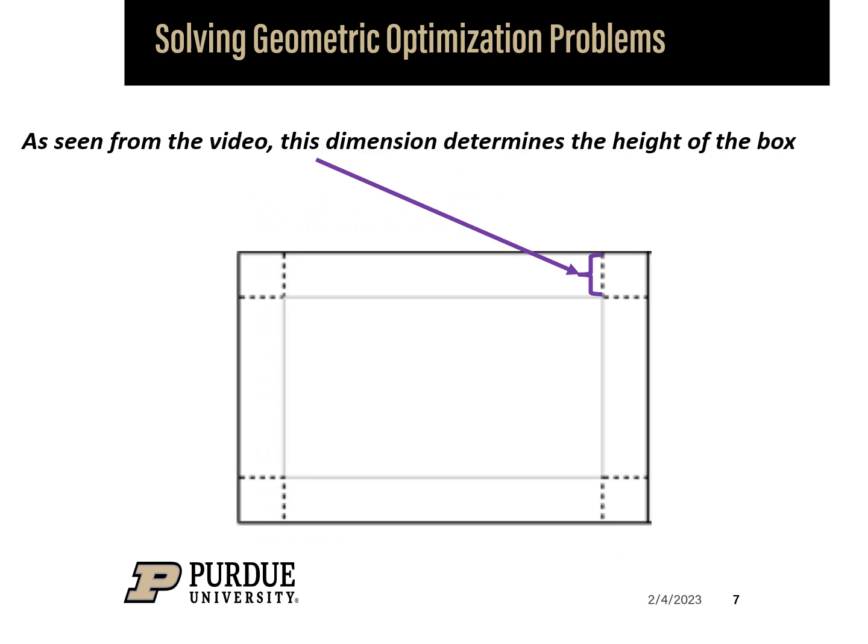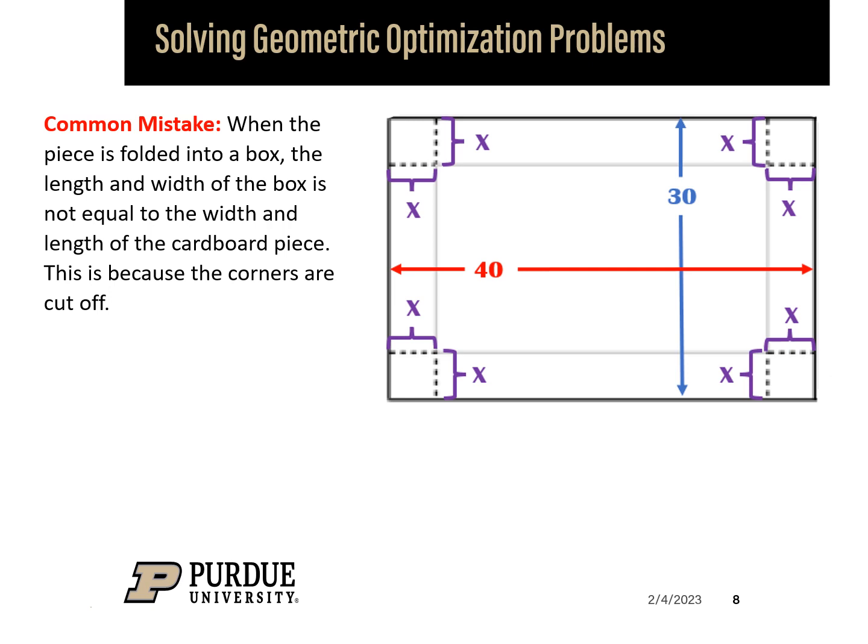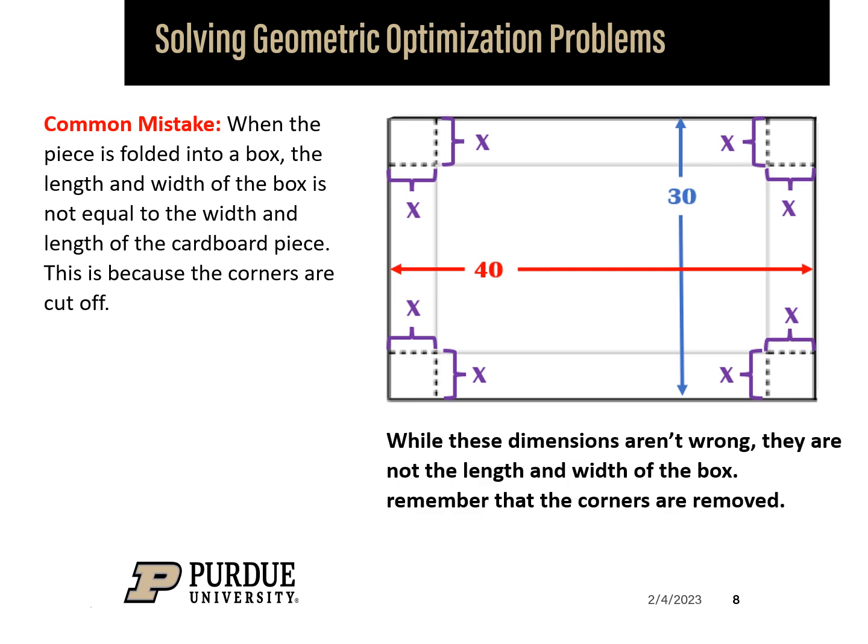As you can see in the video, the dimension that is responsible for height in 2D is the dimension of the square corner you're cutting off. A common mistake I see a lot of students make is they say, oh, we're given that it's 40 inches long and 30 inches wide, so that's our length and width, and they put that into the volume formula for the box. However, you have to remember that the corners are being cut off, so we're going to have to update our dimensions.